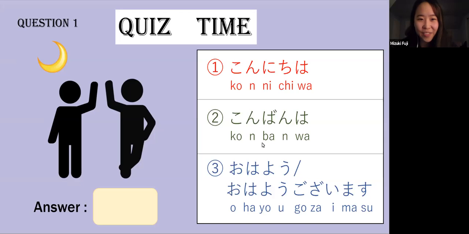Quiz time. Let's review. Question 1. When you see someone you know in the evening or at night, what would you say to this person? Number 1, konnichiwa. Number 2, konbanwa. Number 3, ohayo or ohayo gozaimasu. I'll give you 20 seconds, so let's think about it.